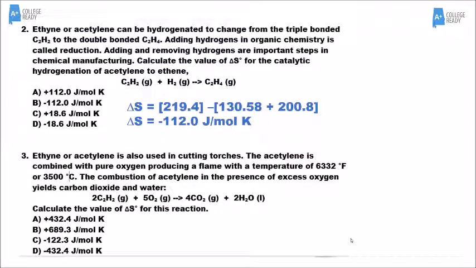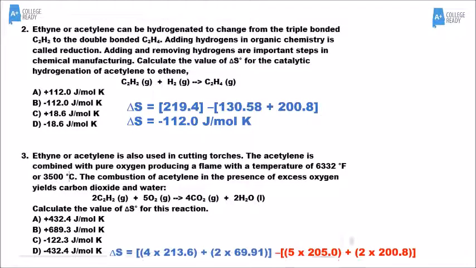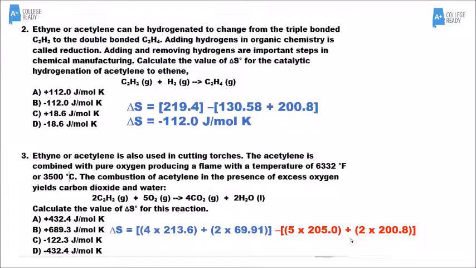Number 3 is the same setup, except number 3 involves many more numbers. So the setup looks like this. We've got all the products in blue, all the reactants in red, and when you do the math, and then the final math, you get negative 432.4.